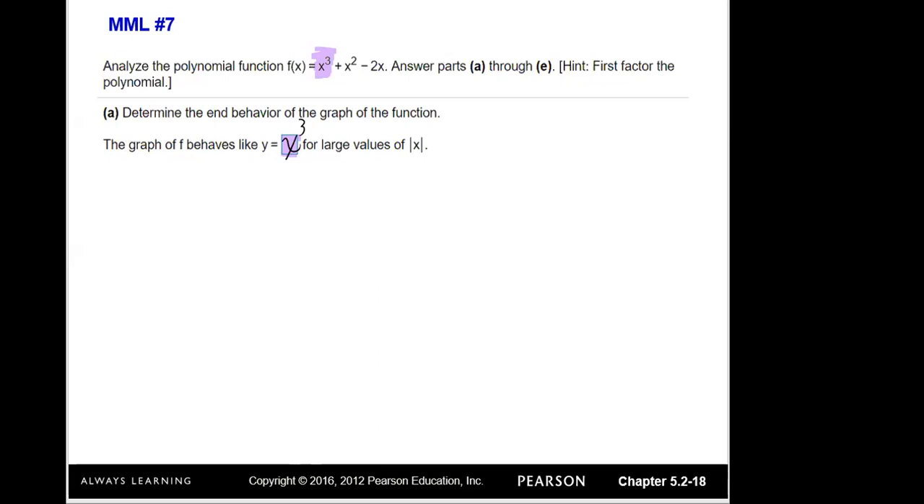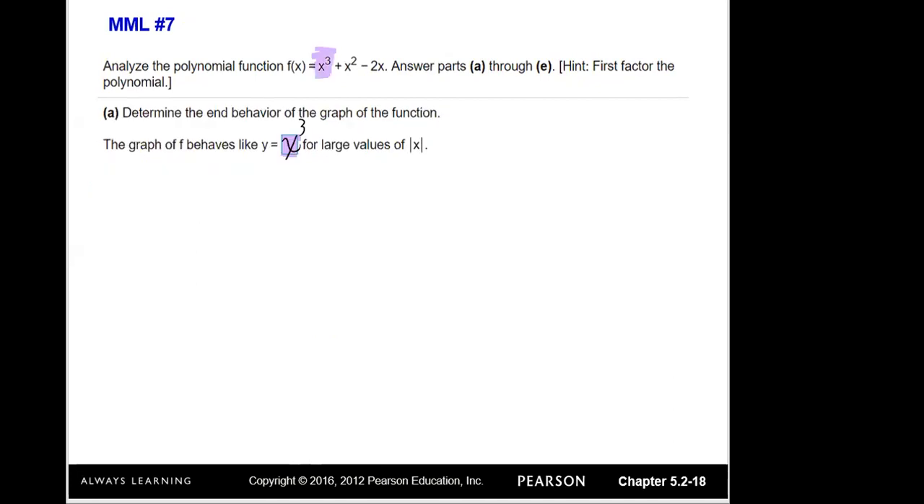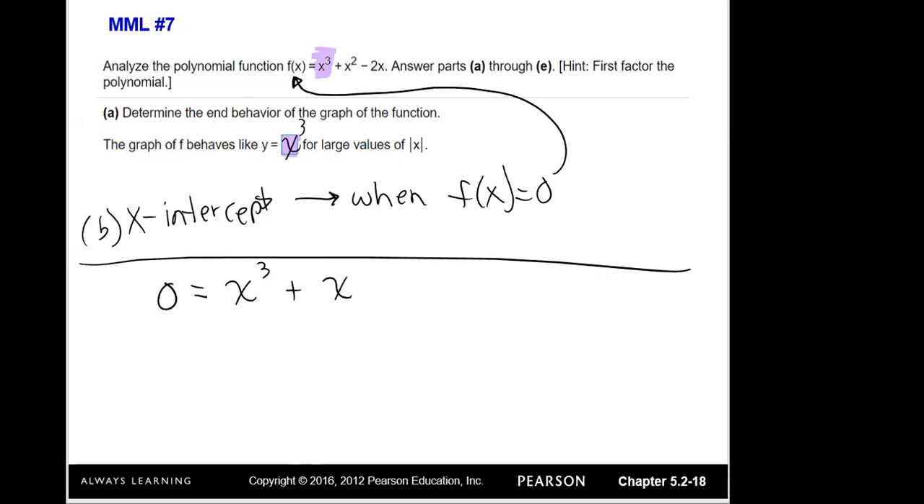All right, so that's that. Then they want the x-intercepts and the y-intercepts. I'll go back to the previous slide to show the work for that. For part B, the x-intercepts are when f of x is equal to 0. So we're going to stick a 0 where f of x is: 0 equals x cubed plus x squared minus 2x. Now, factor.